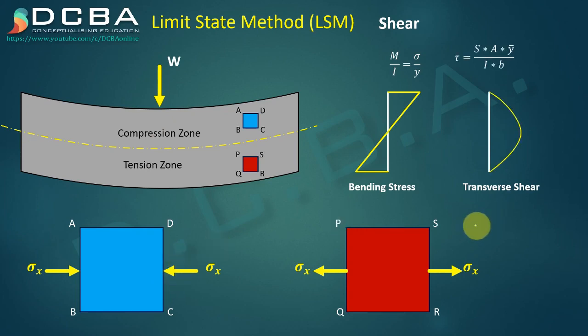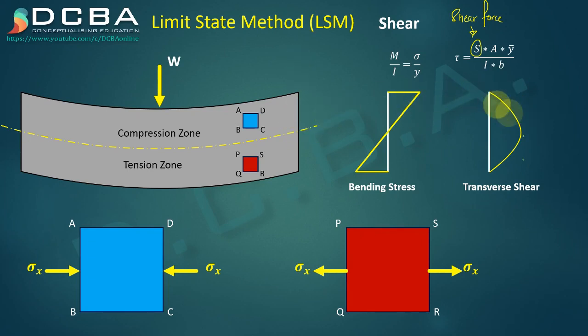There is a concept called transverse shear. You might have studied this in your structural mechanics. The transverse shear is given as S A y bar upon I b, where S is the shear force that is coming onto the member.